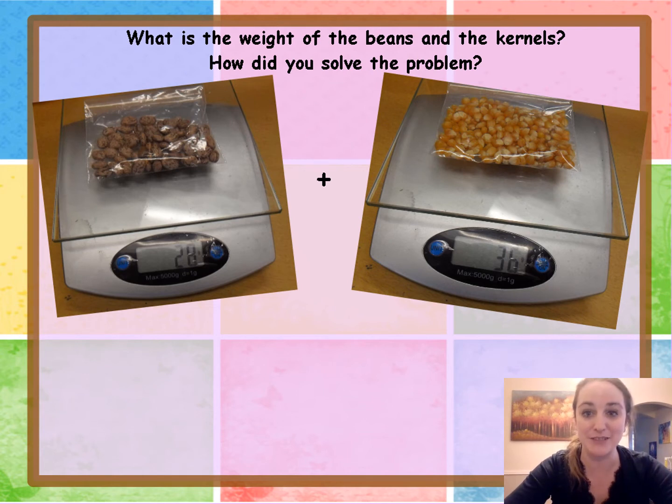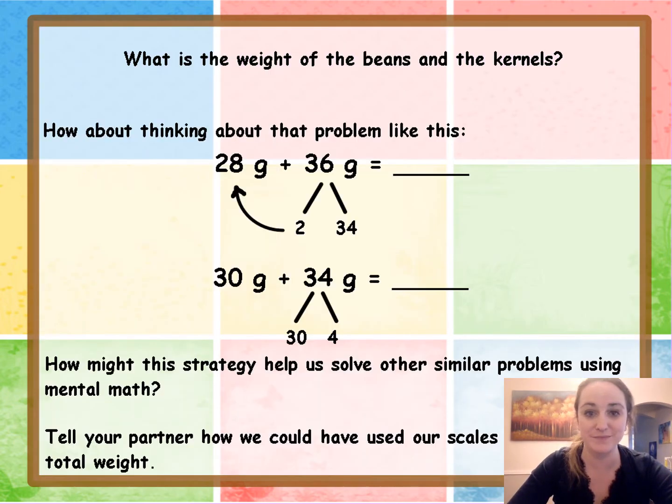Let's add them together to find the total weight of both. What equation would you write to solve the problem? We could think about the problem like this. 28 grams plus 36 grams. 28 is really close to its nearest 10. So if I took 2 from 36 and left 34, then I could make it into 30 plus 34. 10s are so much easier to add. I could then think 30 plus 30 plus 4. What would that be? 64. How might this strategy help us solve other similar problems using mental math?